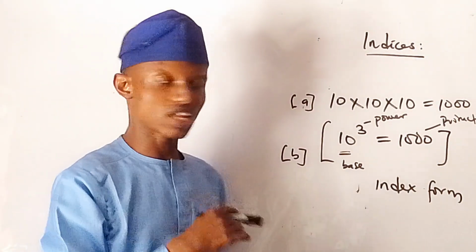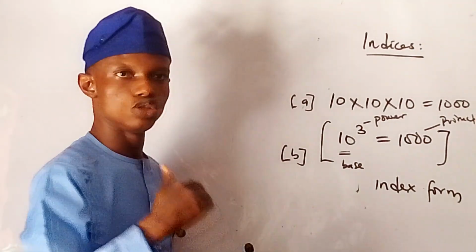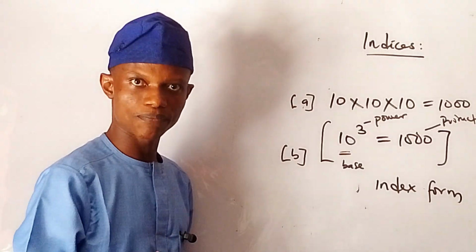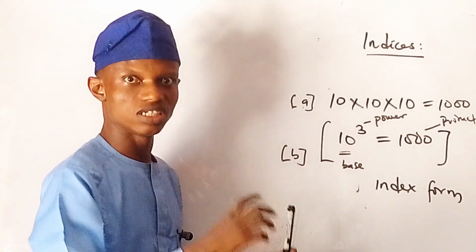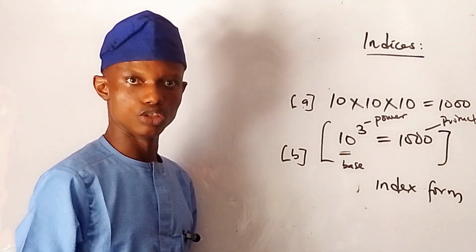So I believe you understand the idea of indices. You are repeatedly multiplying a number, and then you are expressing that repeated multiplication in a shorter route.